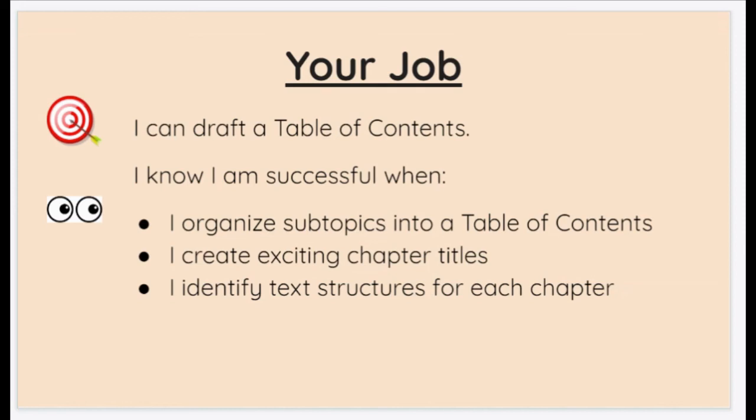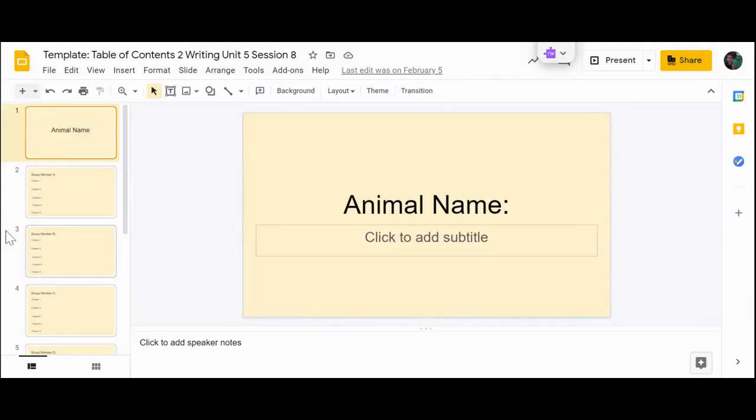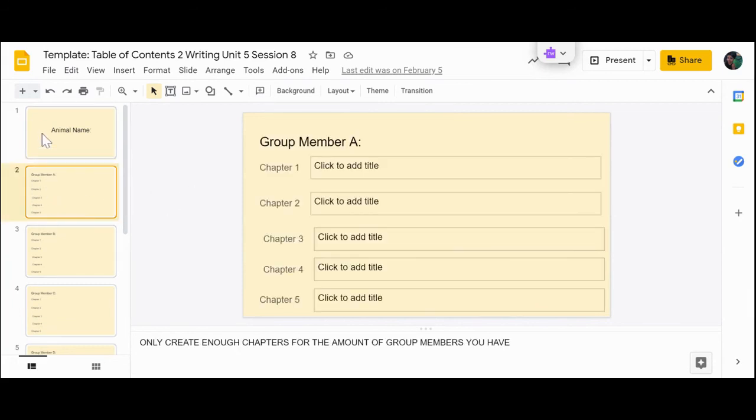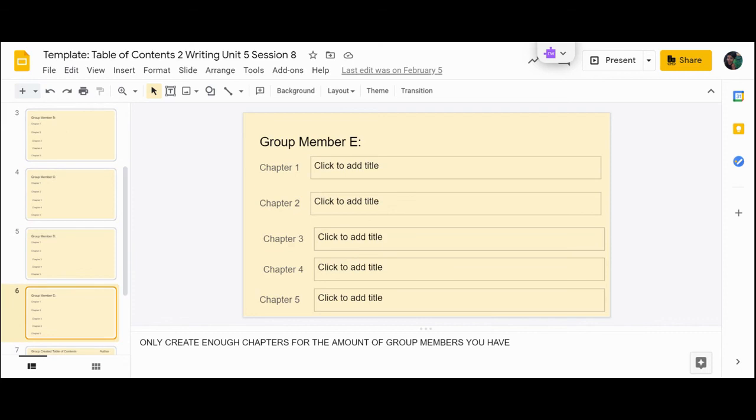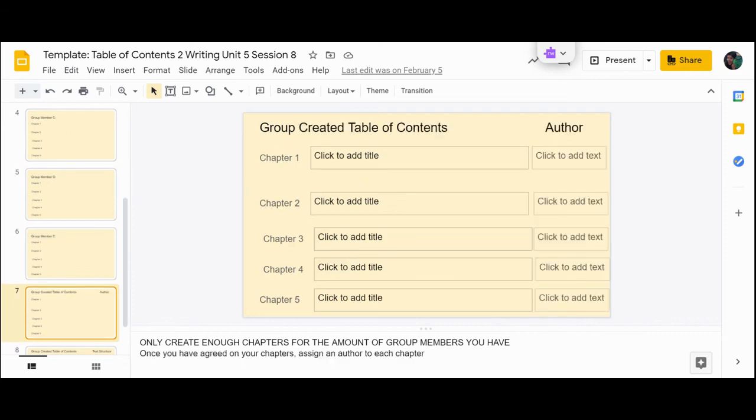So let's take a look at the doc you're going to work in today. All right, writers, so here's your template for your second table of contents. It looks very similar to the first one we used. And again, you'll have a spot to type your animal name. And then the different group members can come up with their ideas for chapters. But it's a little different down here at the end. So you have a spot where you can decide who is going to do what chapter.